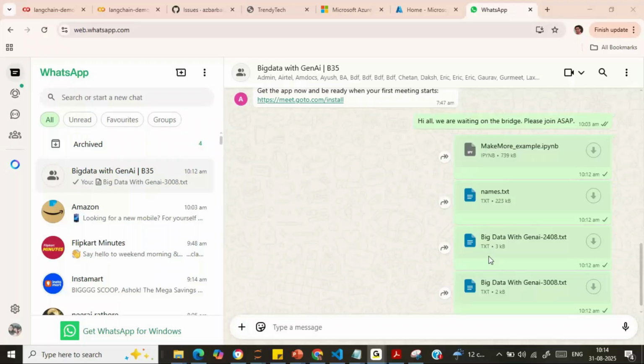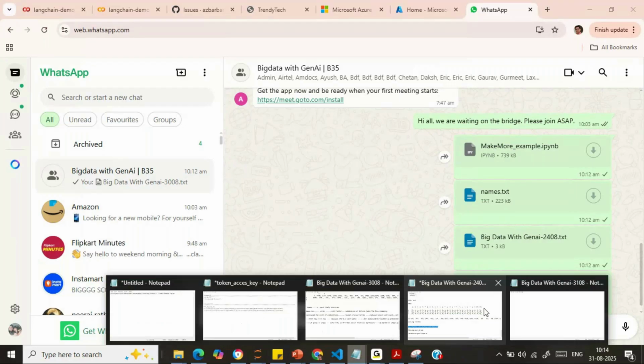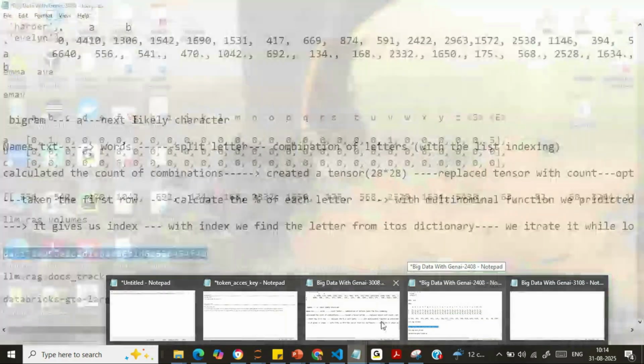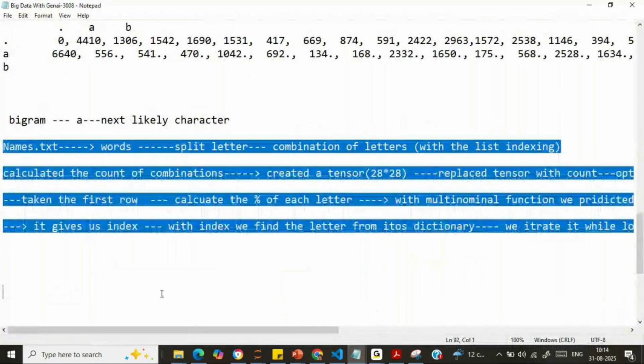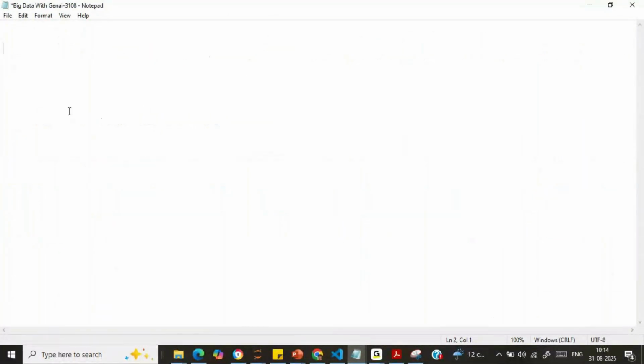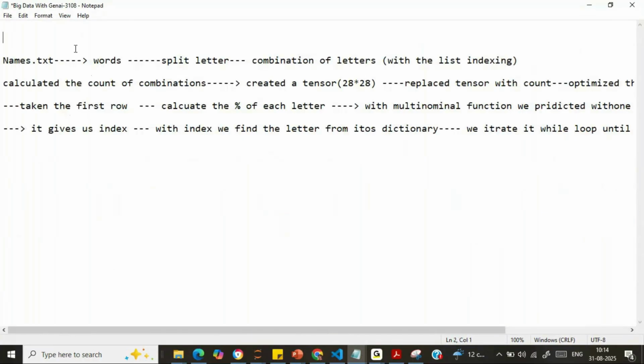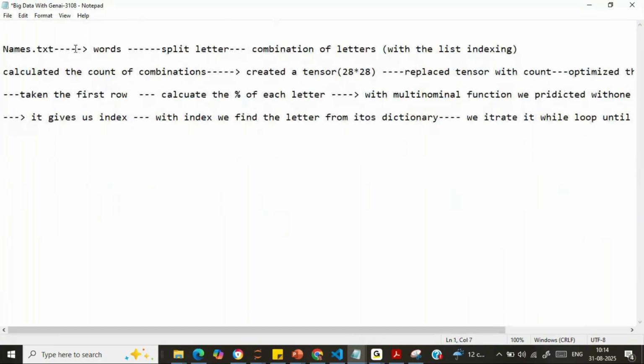Okay, so good morning all and welcome back to the session. This is Big Data with Gen AI. So guys, so far what we have seen, we have gone through these particular steps. Let me pick these steps and paste them over here. Big Data with Gen AI.